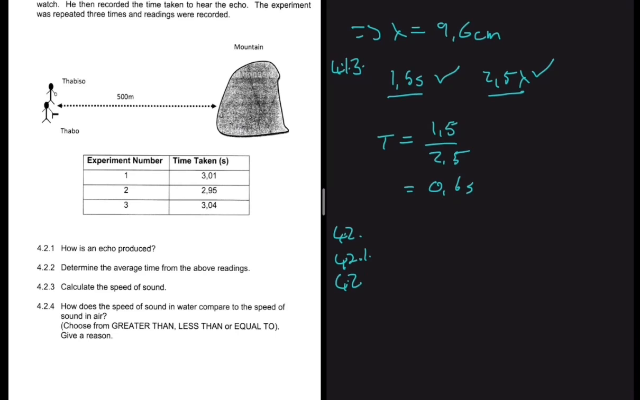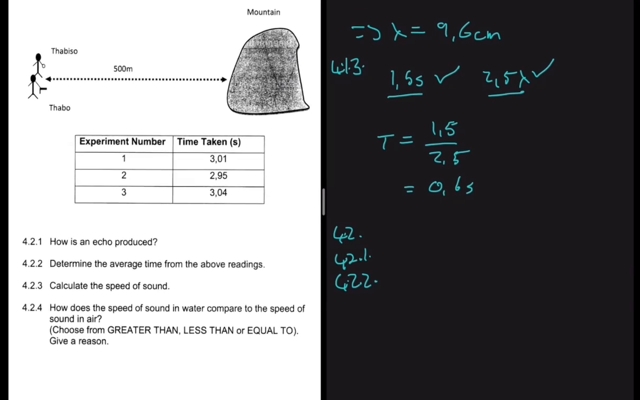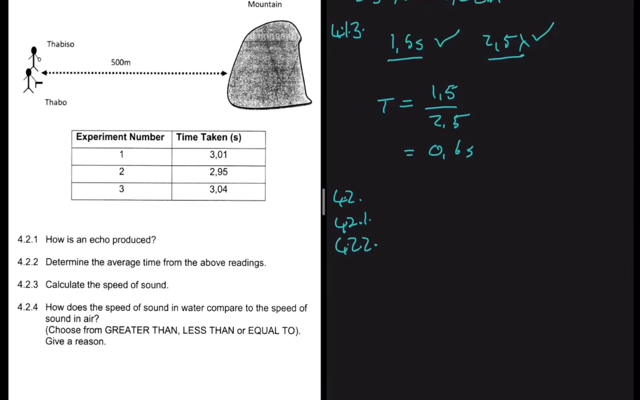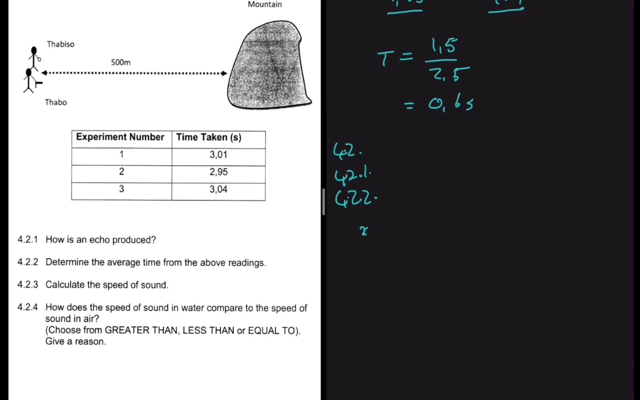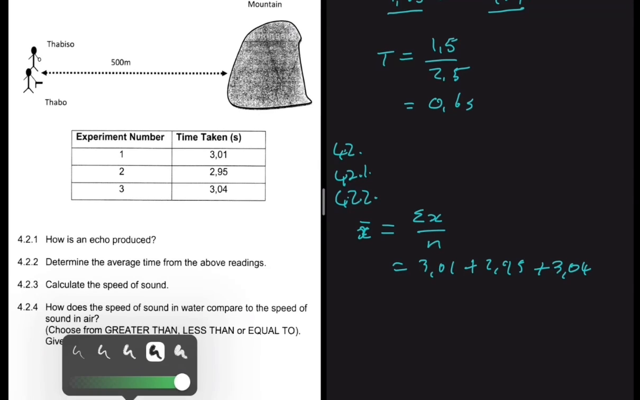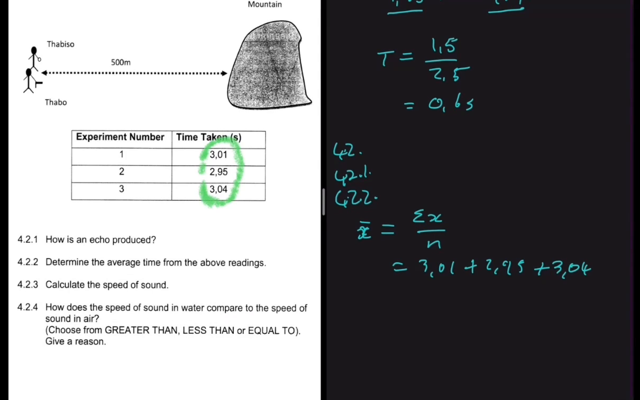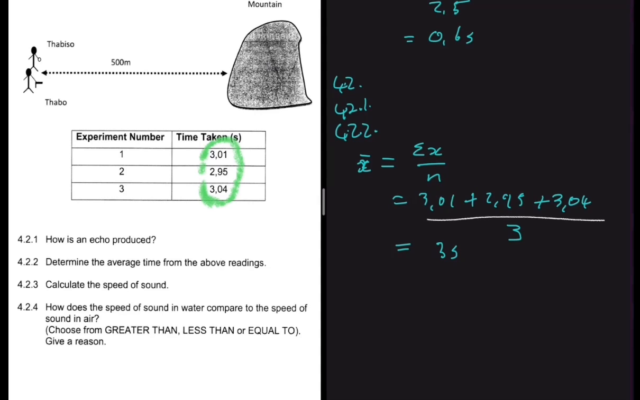Now 4.2.2 says, let's determine the average time for the above readings. So we can say that x bar from mathematics is equal to the sum of all x values divided by the number of terms. So here we have 3.01 plus 2.95 plus 3.04, adding up the time taken for the 3 experiments. Then we divide everything by 3 because we conducted 3 experiments. So the average time it took sound to travel to the mountain and back to the boys is 3 seconds.